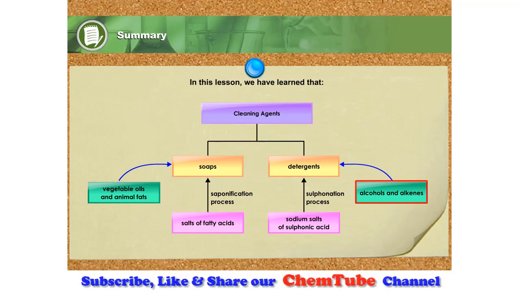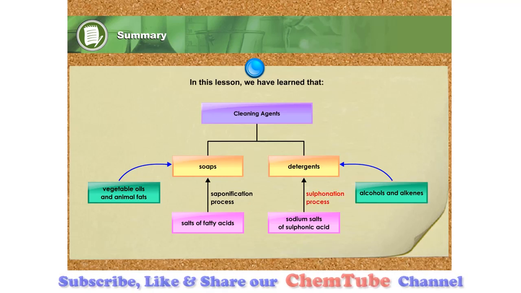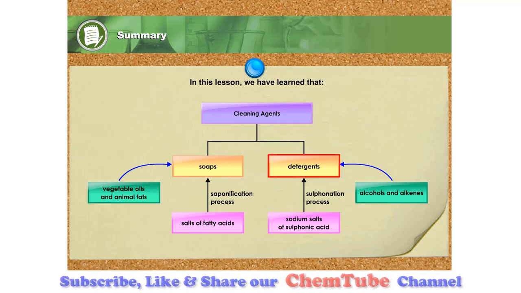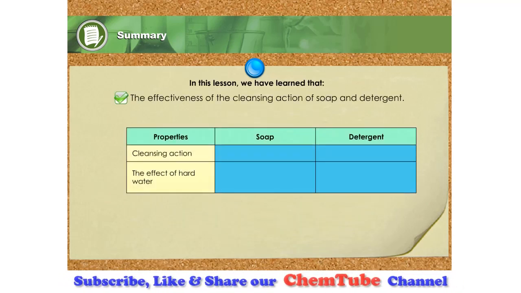Alcohols and alkenes are converted into organic acids by the sulfonation process. The organic acids are then neutralized by sodium hydroxide. The salts from this process are known as detergents. Both soap and detergents are effective cleansing agents in soft water.